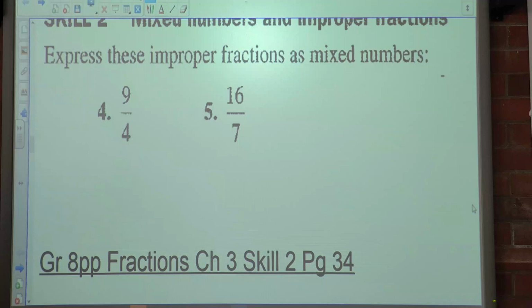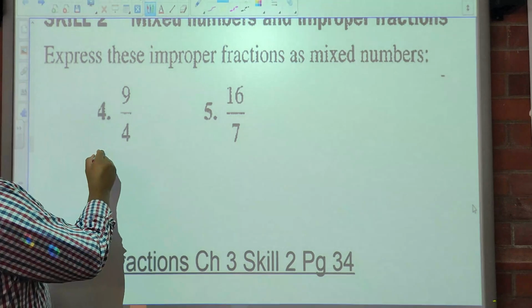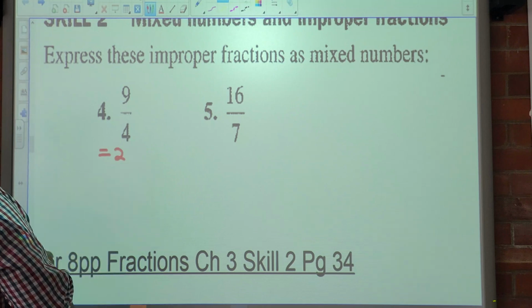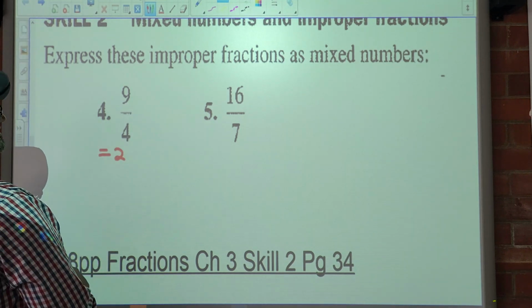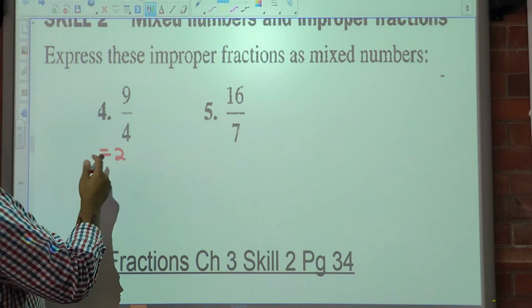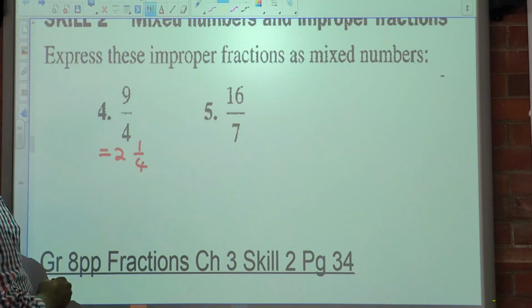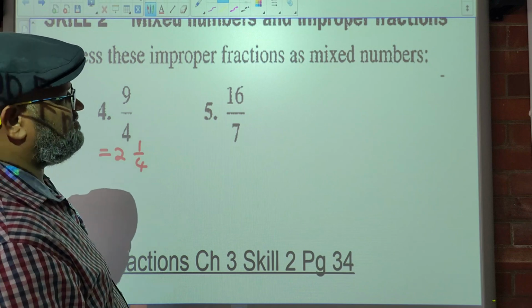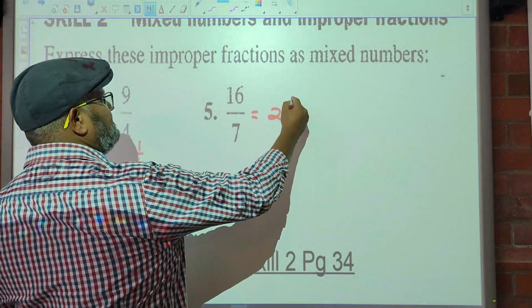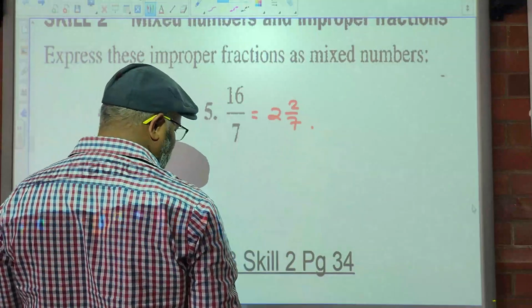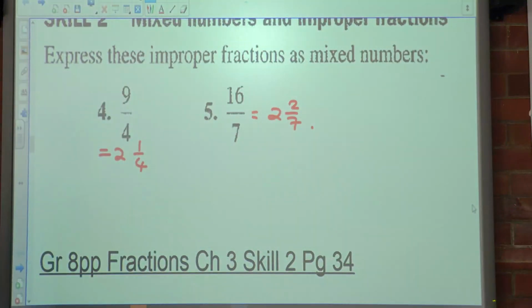Number 4. How many times does 4 go into 9 without remainder? Twice. Not the remainder. How many times does 4 go into 9? Twice. So it's 4, 8. And how many is the remaining? 1 over 4. How many times does 7 go into 16? Twice. 7, 14. And 2 over 7 remaining. See any confusion there?